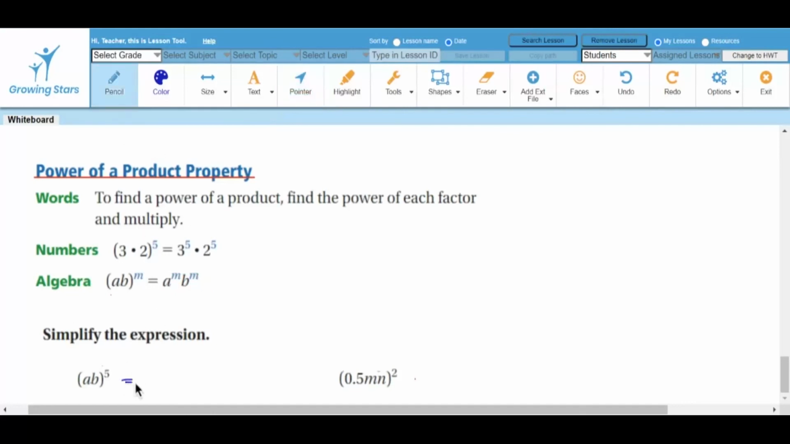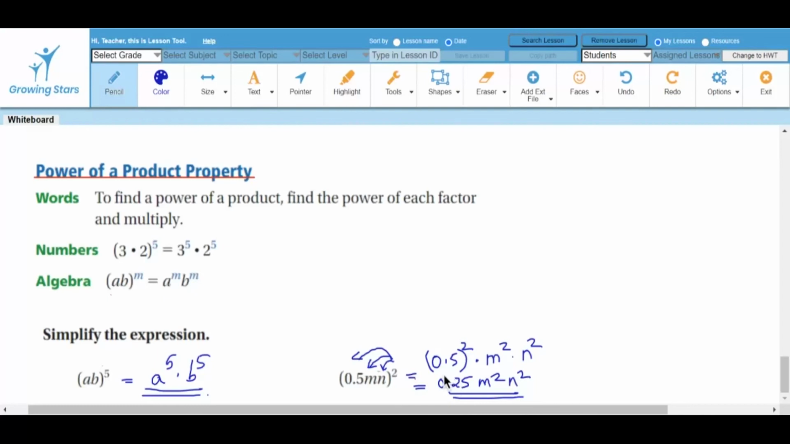So let us look at another example. (ab) raised to 5 can be written as a to the power of 5 times b to the power of 5. And in the last example, the exponent is 2 which is applicable for 0.5, m and n. So you can write it down as 0.5 squared times m squared times n squared. And that is equal to, what is 0.5 the whole squared? It will be 0.25 m squared n squared. I hope this is clear for you. So we are done with exponents and the product properties of exponents.